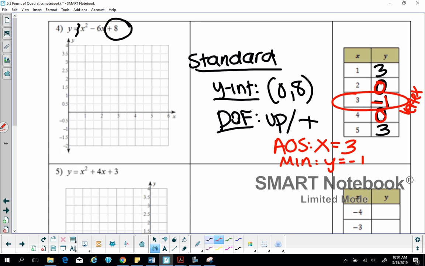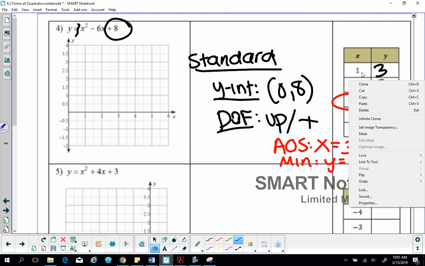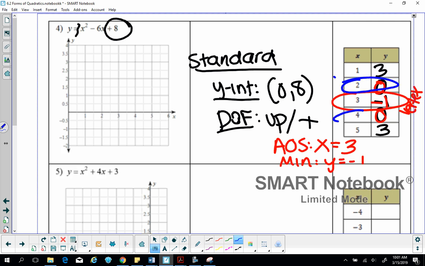What else could you find from looking at that table? It's technically 2 things. What did you say? We did find the axis of symmetry. What are the roots? 2 and 4. Do you guys see that? (2, 0) and (4, 0). So those are your roots.